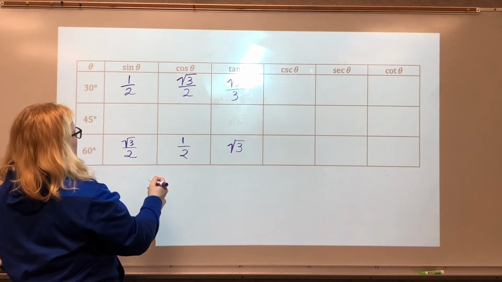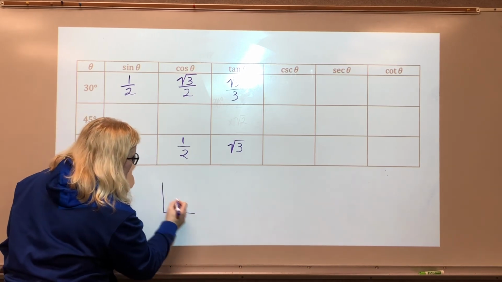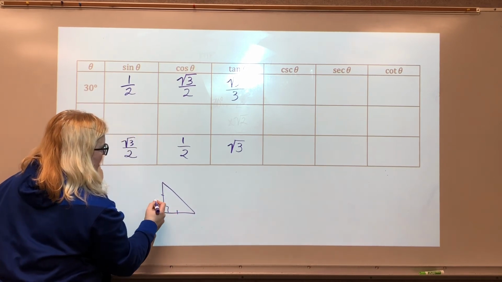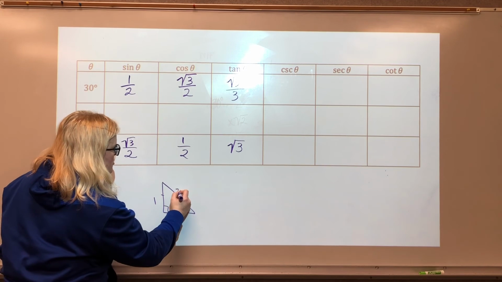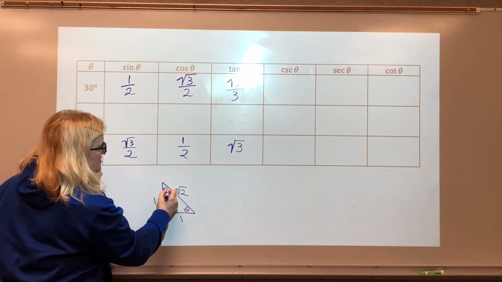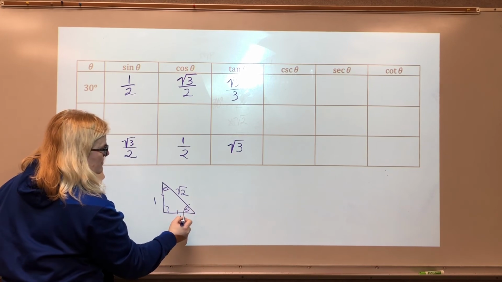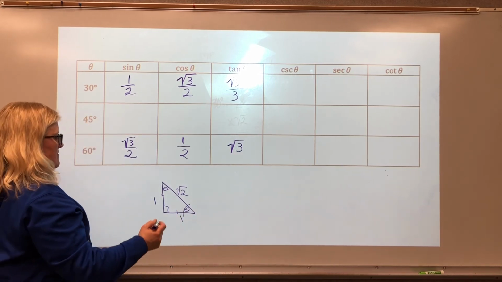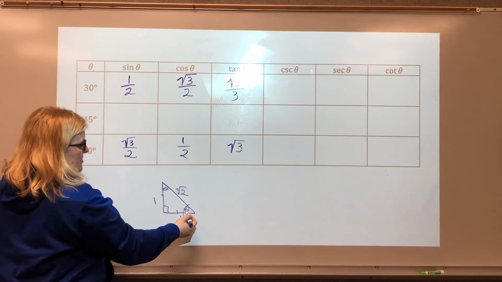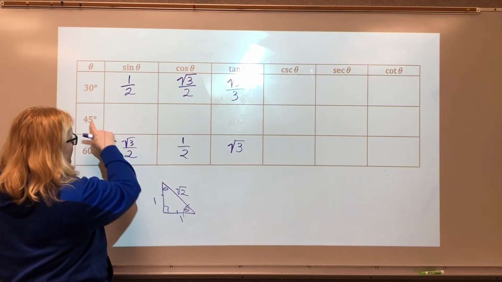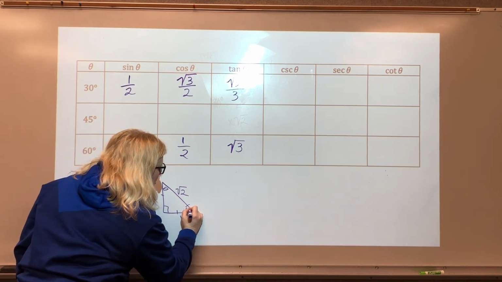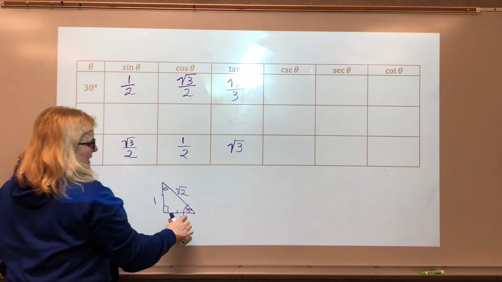The 45, 45, 90 triangle, okay, if I have 1 here and 1 here, and this is the square root of 2, it doesn't matter which one of these is my theta, okay? Because they're the same thing. So I've got the sine of 45 degrees. I shouldn't have put theta, I should have put 45 degrees.